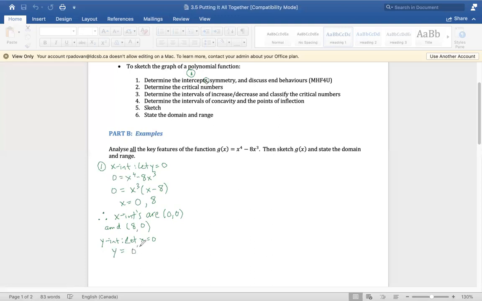So 0 to the power of 4 minus 8 times 0 cubed. Well, that's 0. 0 times 8 is 0. I'm going to end up with 0. So when x equals 0, y equals 0.